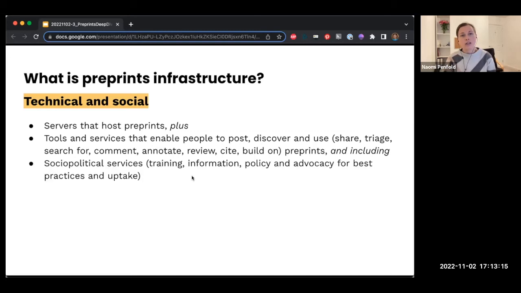And finally, the social infrastructure is really worth mentioning here. Preprints in some communities have taken some convincing, some people aren't there. And so in all of this, there's an exercise in raising awareness, in training people, in developing policy and best practices, particularly with editorial integrity. And those kinds of practices we see in the journal world have also come into the preprint world for maintaining reputation and quality of content. So those socio-political services are also key infrastructure in the preprints ecosystem.